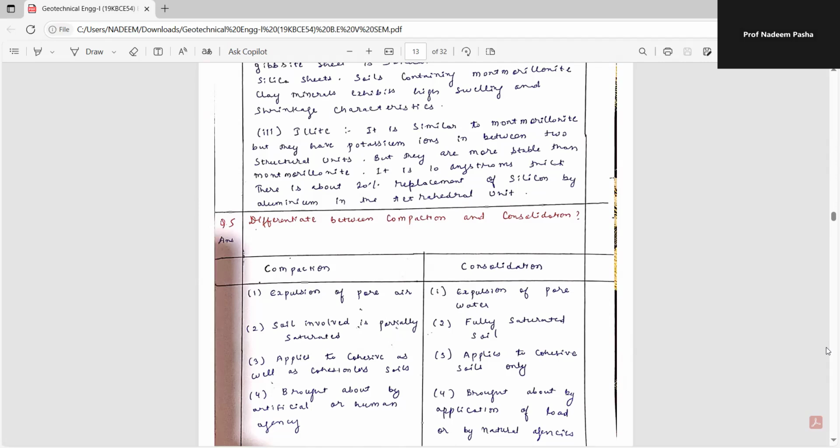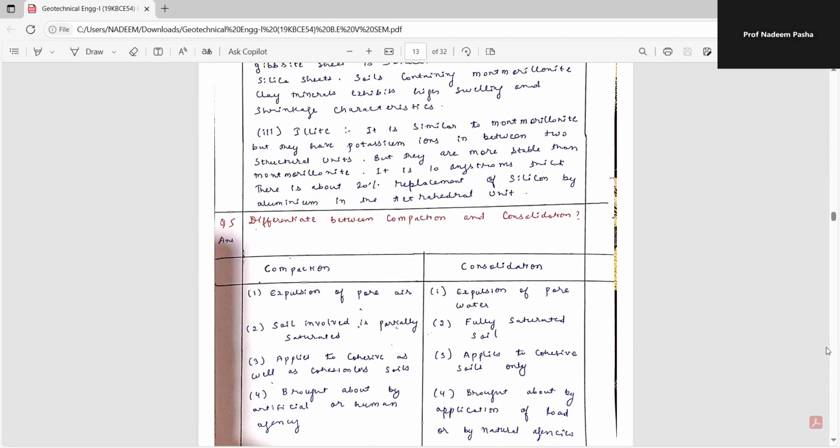Differentiate between compaction and consolidation. What is compaction? Compaction is the expulsion of pore air, whereas consolidation is the expulsion of pore water. So in case of compaction, expulsion of pore air is taking place, whereas in case of consolidation, expulsion of pore water is taking place. In compaction, the soil involved is partially saturated, whereas in consolidation, the soil is fully saturated.